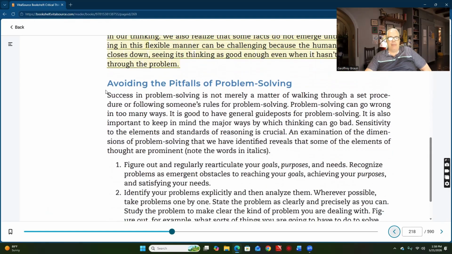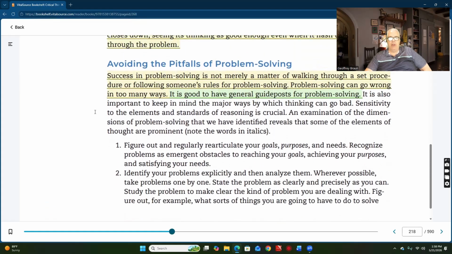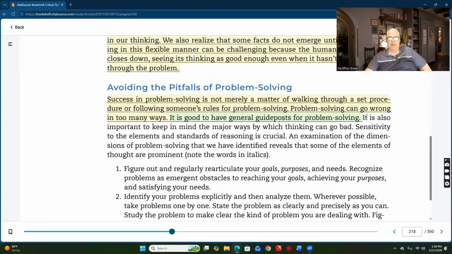Avoiding the pitfalls of problem solving. Success in problem solving is not merely a matter of walking through a set procedure or following someone else's rules for problem solving. Problem solving can go wrong in too many ways. It is good to have general guideposts for problem solving. That's an important point. It is also important to keep in mind the major ways by which thinking can be bad, right? That's huge.